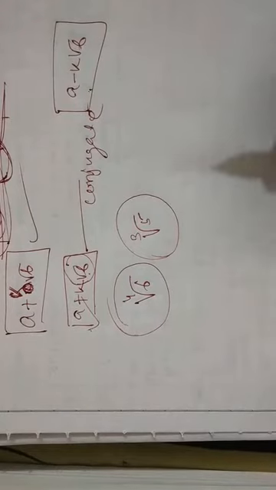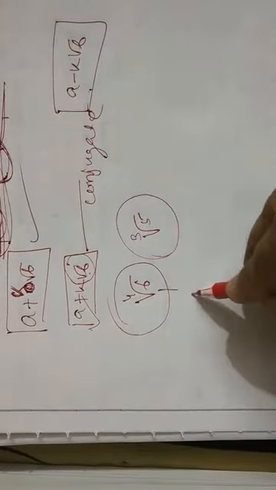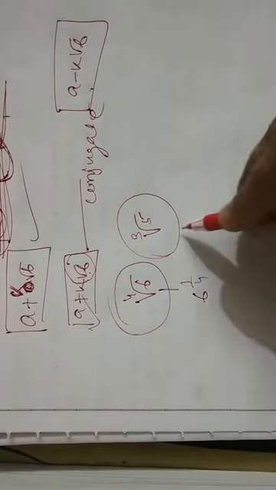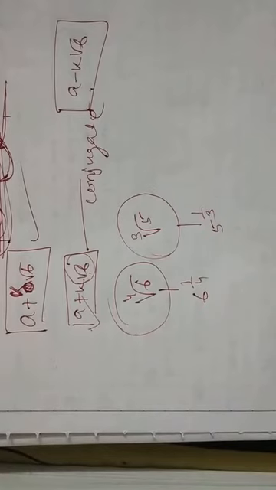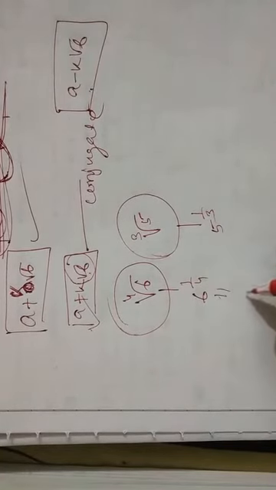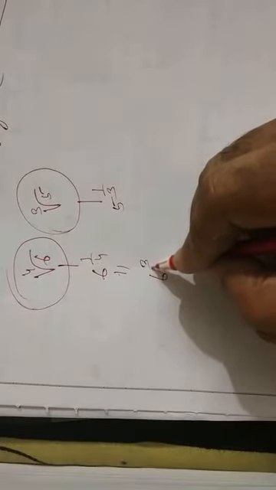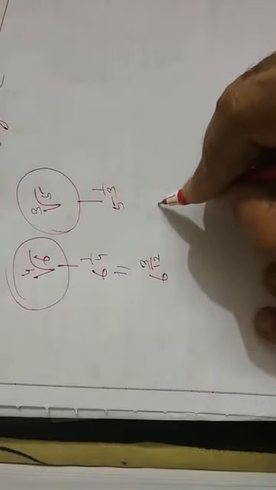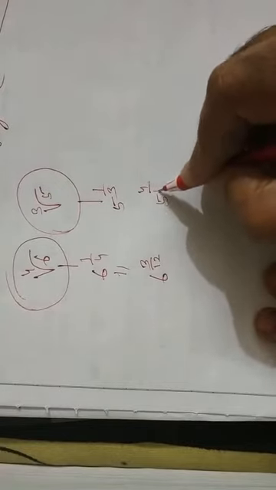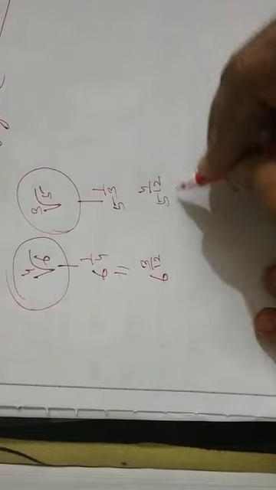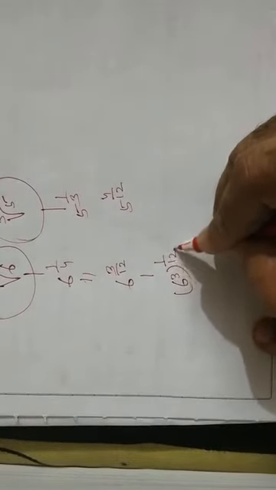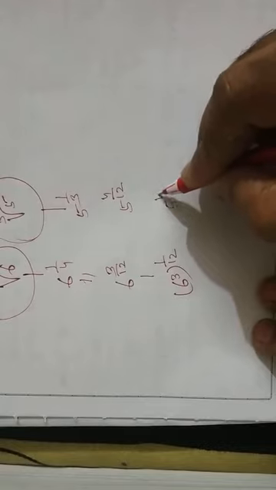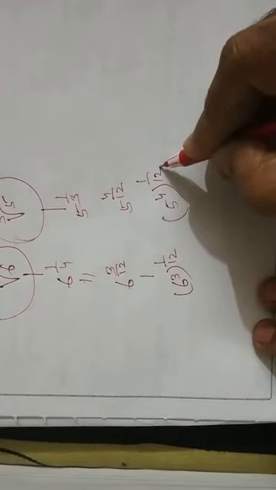Very simple. This is 6 to the power 1 by 4, or not? This is 5 to the power 1 by 3, or not? Okay, make it 1 by 12. 6 to the power 3 by 12, or not? It is 5 to the power 4 by 12, or not? What does this give me? 6 cube whole to the power 1 by 12, or not? This is 5 to the power 4 whole to the power 1 by 12, or not?